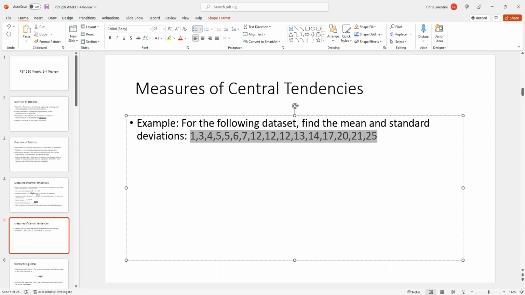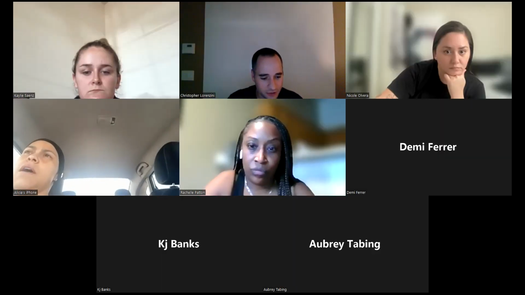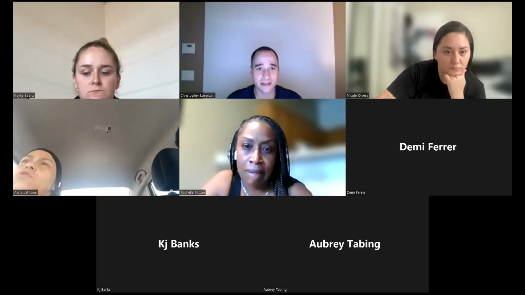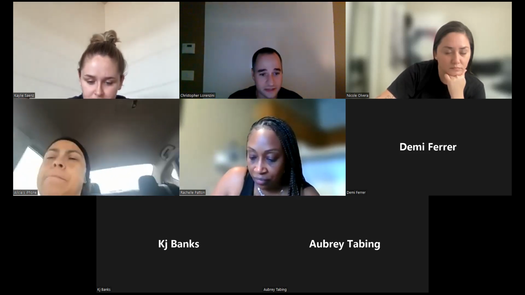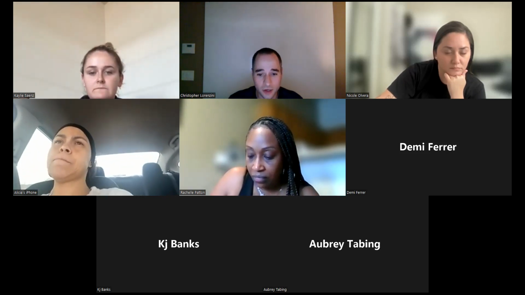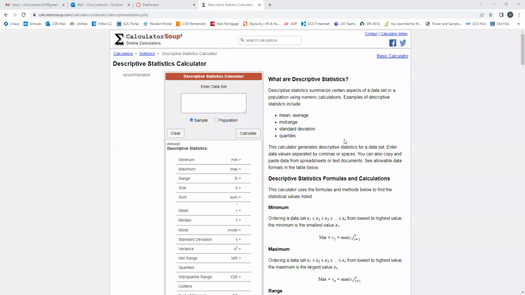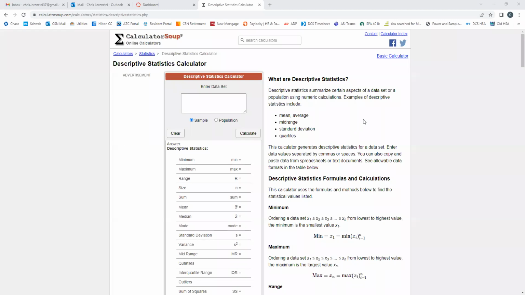So instead of sitting here and trying to do any of this by hand, and this is going to become relevant when we're dealing with more confidence interval problems, more hypothesis testing problems, we're going to have to take that information and do some assessments to determine whether or not the data that we happen to see is statistically significant. So what we want to do is find some kind of descriptive statistics calculator. This should be the one that I gave y'all during your week 1 discussion post for you to use.